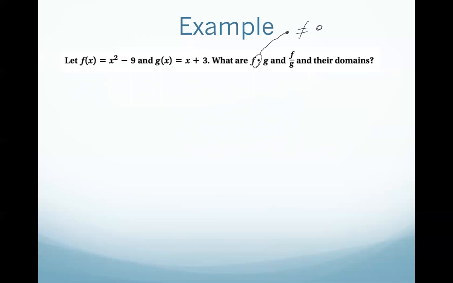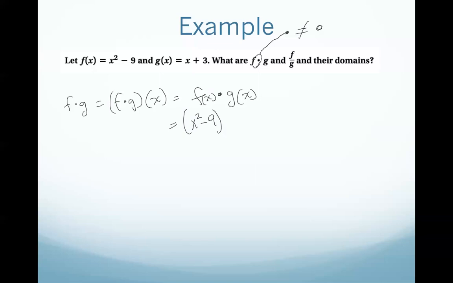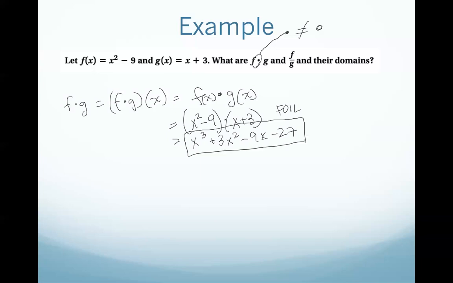So let's look first at f times g, or f times g of x, which is f of x times g of x. So substituting, f of x is x squared minus 9 times g of x is x plus 3. If I'm multiplying binomials, that means we are going to need to distribute or FOIL. So that's x cubed plus 3x squared minus 9x minus 27. I have no like terms, so that is my function.